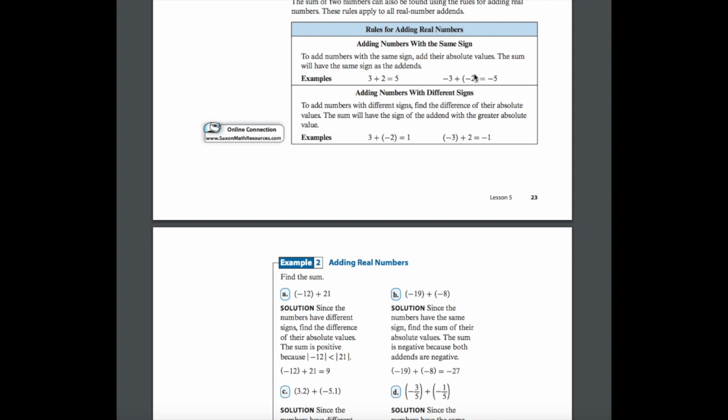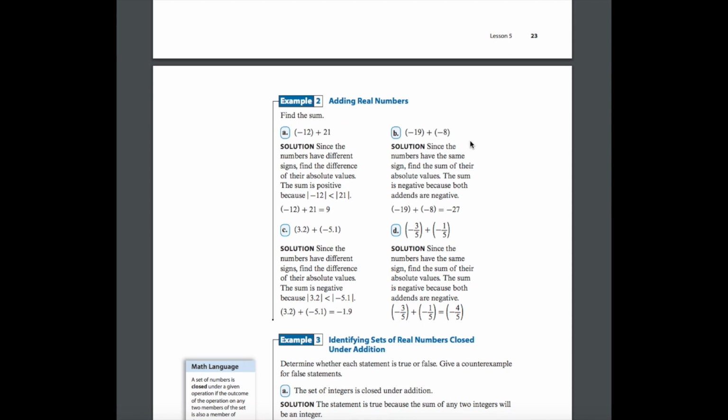Again, same sign sum, keep the same sign. Different, subtract. The sign comes from what was originally the larger number. So in this one, the larger number was 3, it's positive. The larger number was -3, absolute value-wise, and it's negative.